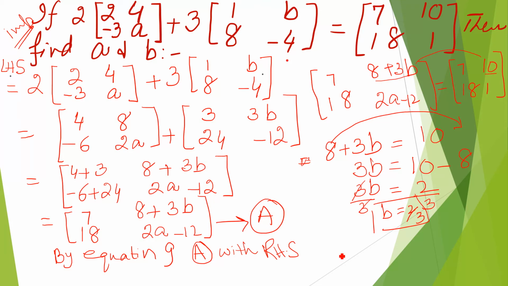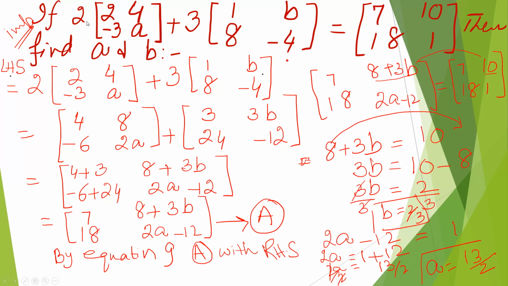And for a, 2a minus 12 is equal to 1. From where? This one. Second entry with second entry, right? And then 2a is equal to 1, and this negative 12 will go to the other side of the equation. It will be positive. It is 13. And now we have to divide by this 2 because we want only a. So the same thing you have to do here, divide by 2. So a is 13 by 2. This was the requirement to find the value of a and b.